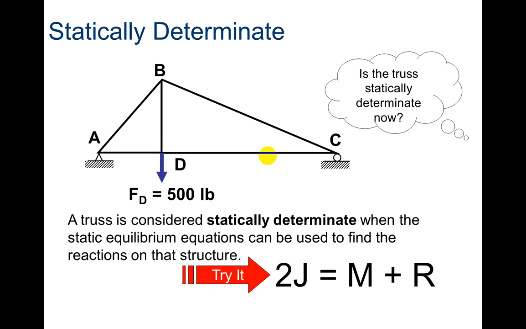Well, we can make one of those a roller. It has to have room for that expansion. So now if you try it, you'll notice we have 2 times 4 is 8 equals 5 plus, now we have 2 here, 1 here, so 3.